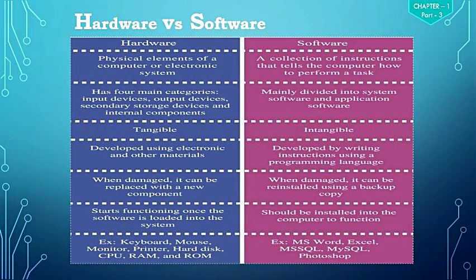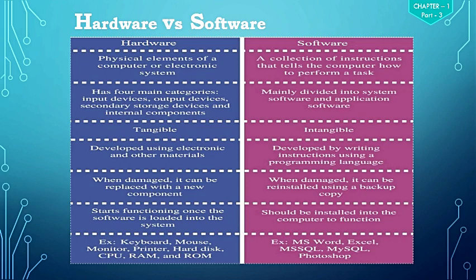Now let's see the difference between hardware and software. Hardware are the physical elements of the computer or the electronic system, whereas software is a collection of instructions that tells the computer how to perform tasks. Hardware has four main categories, that is the input devices, output devices, secondary storage and the internal components, whereas software is mainly divided into system software and application software, which we'll see further. As we have already learned, hardware is a tangible part, that is, we can touch and feel it, whereas software is intangible, that is, we cannot touch software.